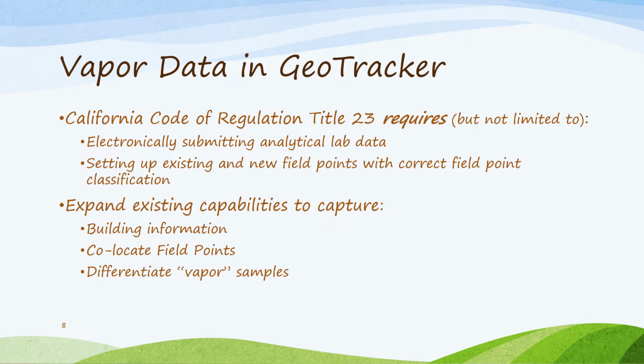So, a little more specific to vapor data in GeoTracker, under the California Code of Regulations, Title 23, regulated parties are required, but not limited to, electronically submitting analytical lab data and also setting up existing and new field points with correct field point classifications.